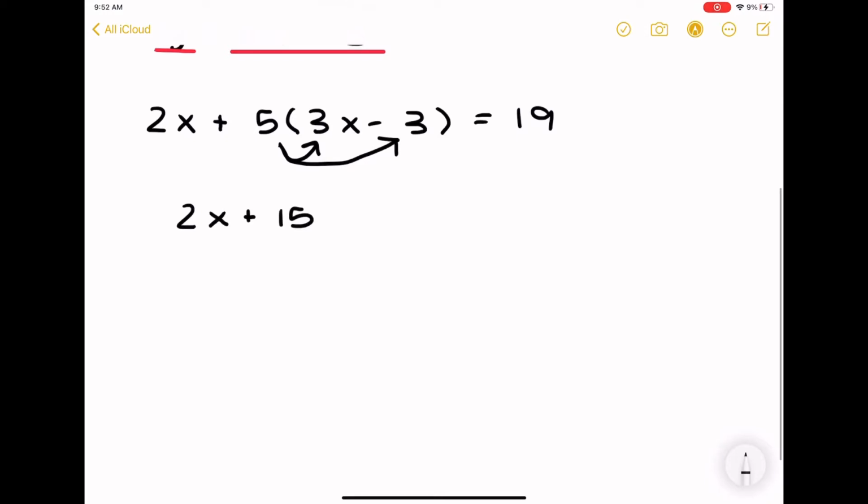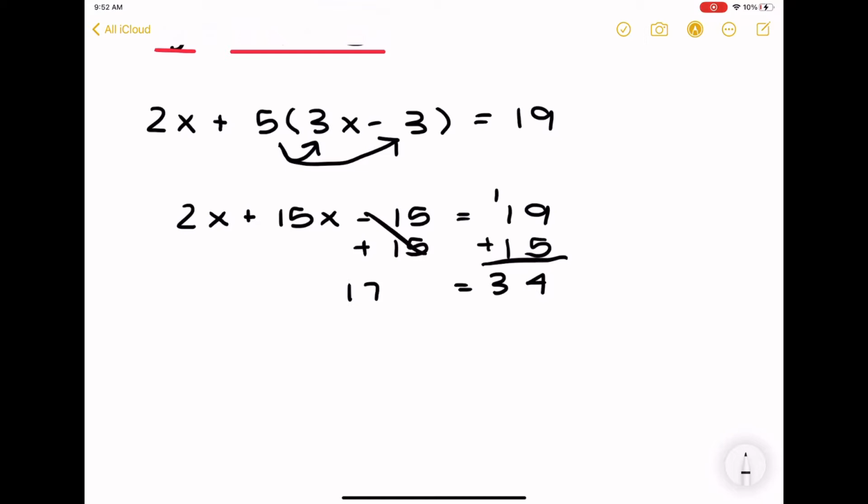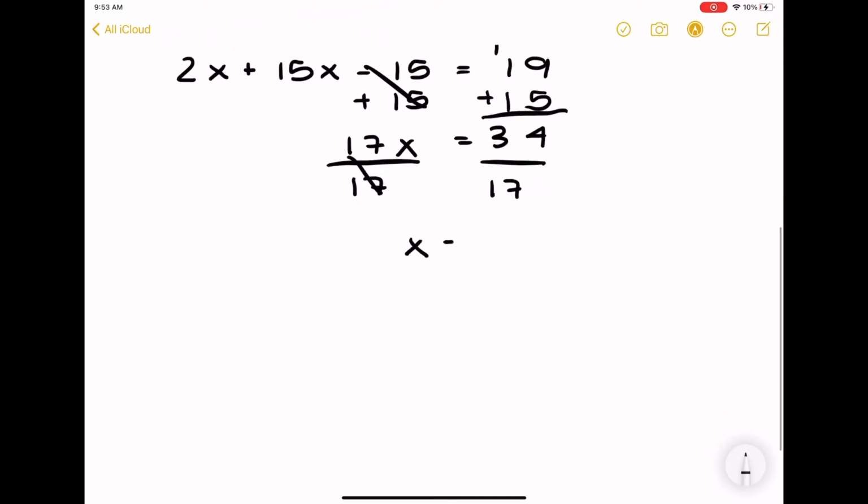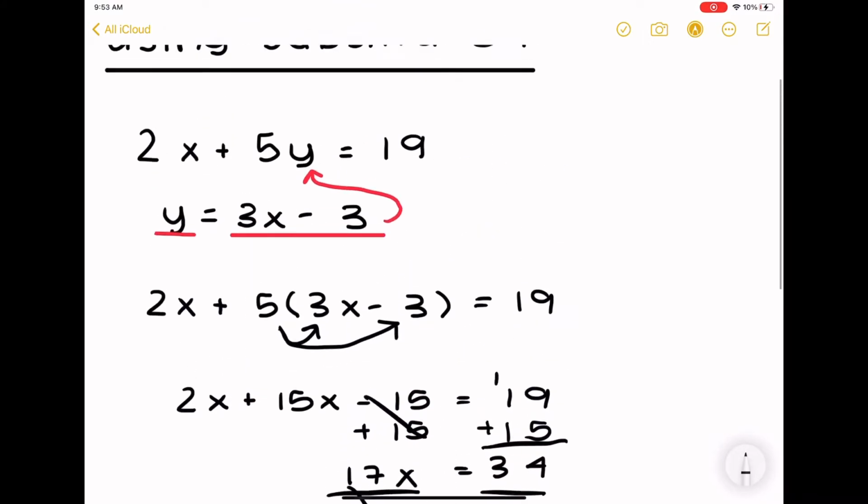Then we can go ahead and do 2x + 15x - 15 = 19 once we use the distributive property. And then we will go ahead and balance out the equation by adding 15 to one side, and that will give us 34 on one side. And then on the other side, we will also be adding 2x and 15x, which will give us 17x. But to isolate the x, we have to divide by 17, so we'll get x = 2.